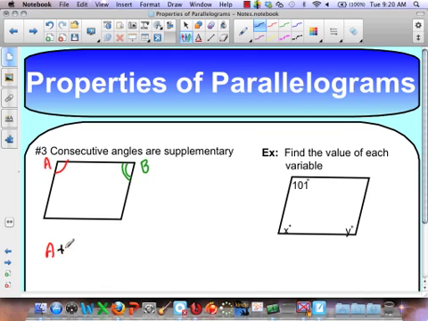Which means that if I take angle A and I add to angle B, then A plus B must equal what? 180. 180. And that is the same no matter what consecutive angles we use.